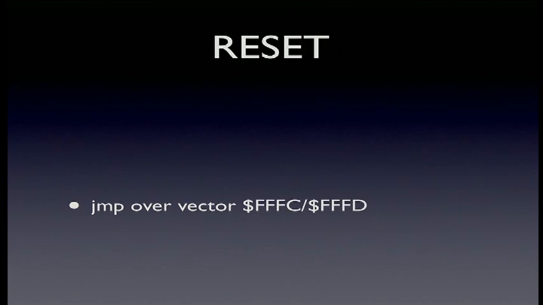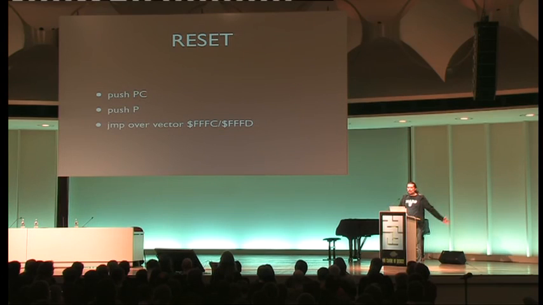And a reset only jumps over a vector, but that's not actually true, because a reset also does exactly the same protocol. It pushes PC, pushes P, but nobody cares because you have a reset anyway, so this is not really known or useful or interesting.